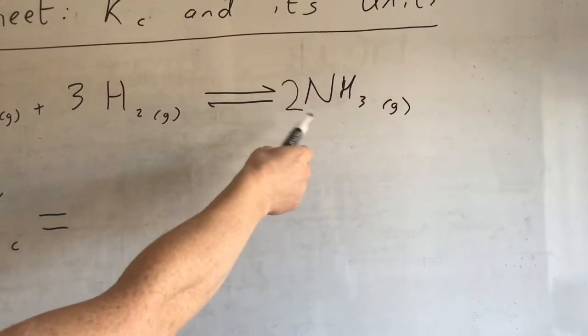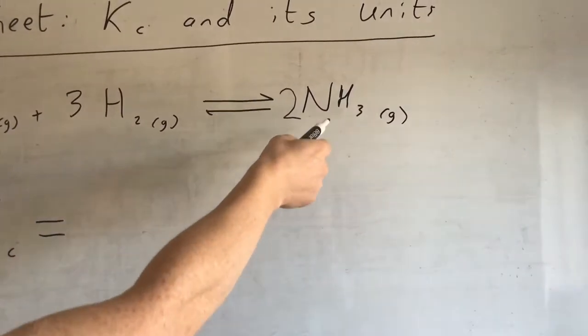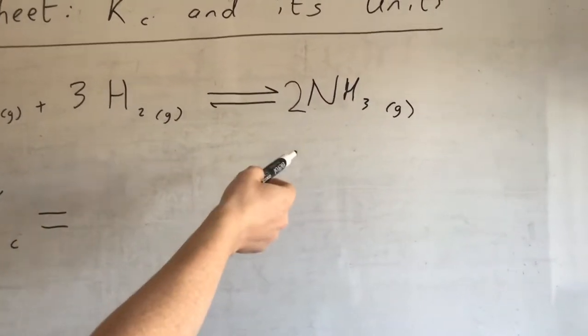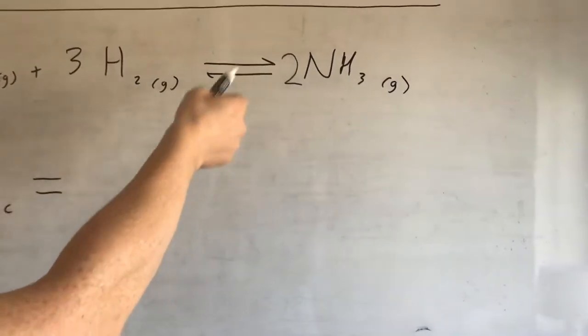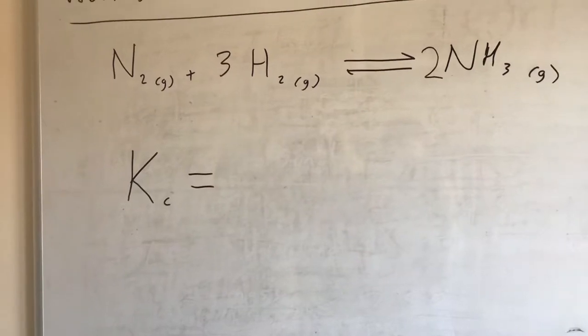Will I have a lot of it? Will it be like 90% of the mixture? Or only like 3% of the mixture? That's a really important question. And the way we answer it is by writing the expression for Kc.